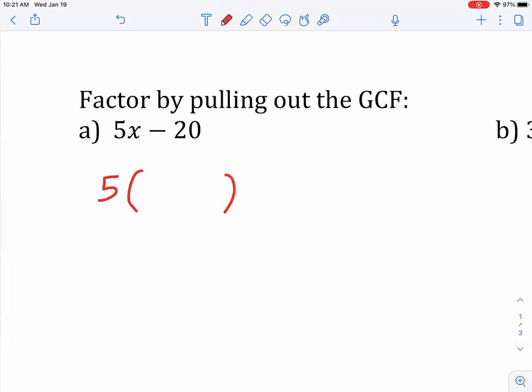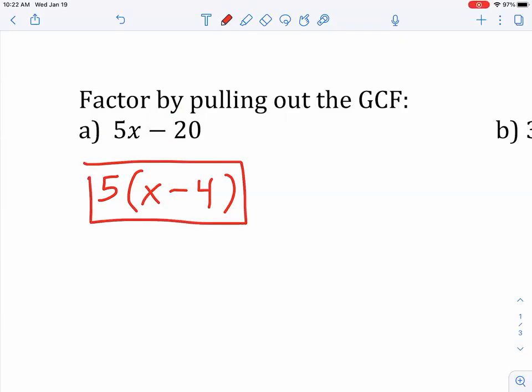And so what I get inside the parentheses, I have an x minus, and 5 times 4 is 20. And that is our answer. So again, we're moving backwards from the distribution. Now, you guys were good at distributing, so if you wanted to, distribute that 5 through and see if you get back to the original, which we do. So you can check your work in that case.